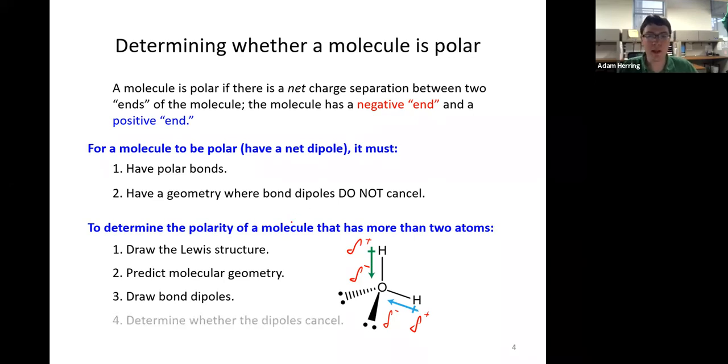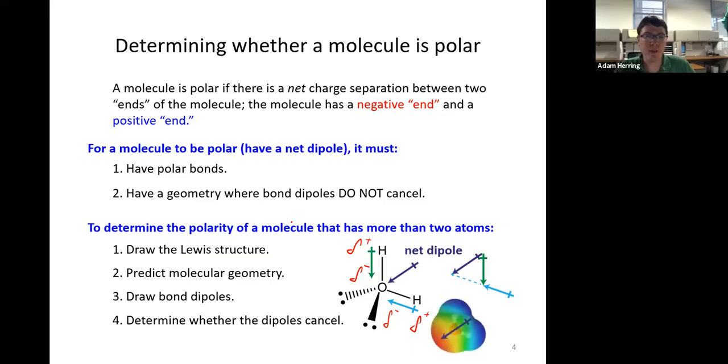And if we want to determine whether or not these bond dipoles cancel, what we do is we add these bond dipoles together. So what you can see here is that if we draw the resulting dipole from combining these two bond dipoles, then we end up with a net dipole that points in the direction from the end of the hydrogens to the end of the oxygen.